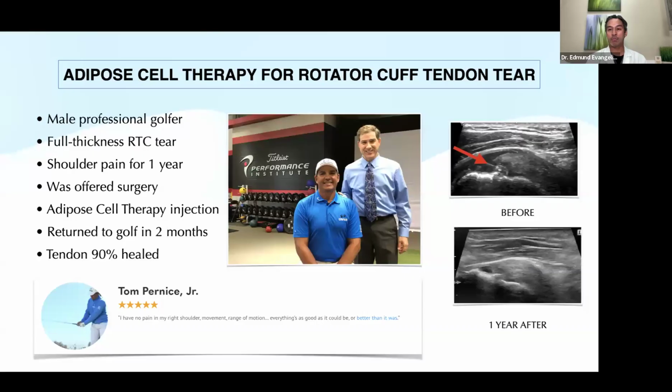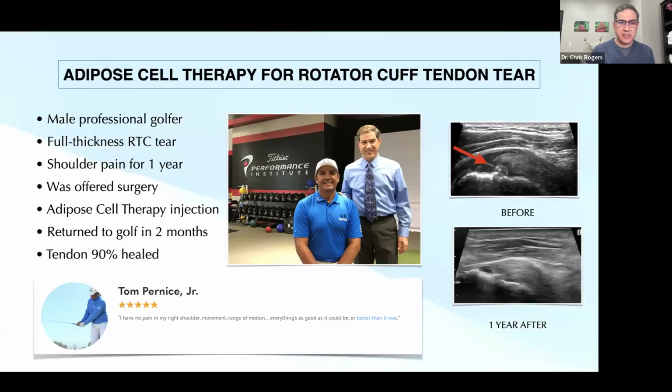So the red arrow is pointing to the large defect in that supraspinatus tendon, that big black area. Then 1 year after the procedure, we see nice healing of that tendon tear. Pretty remarkable. Yeah, I was shocked when I saw this.